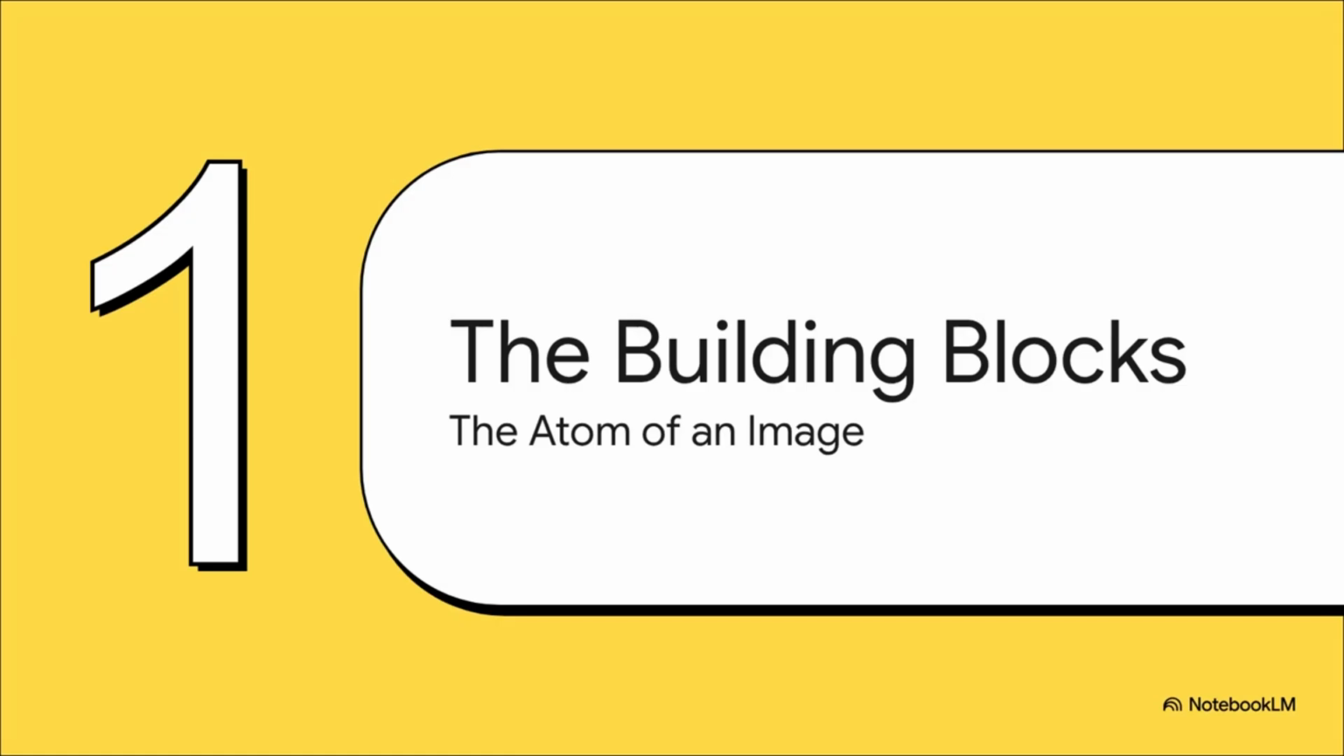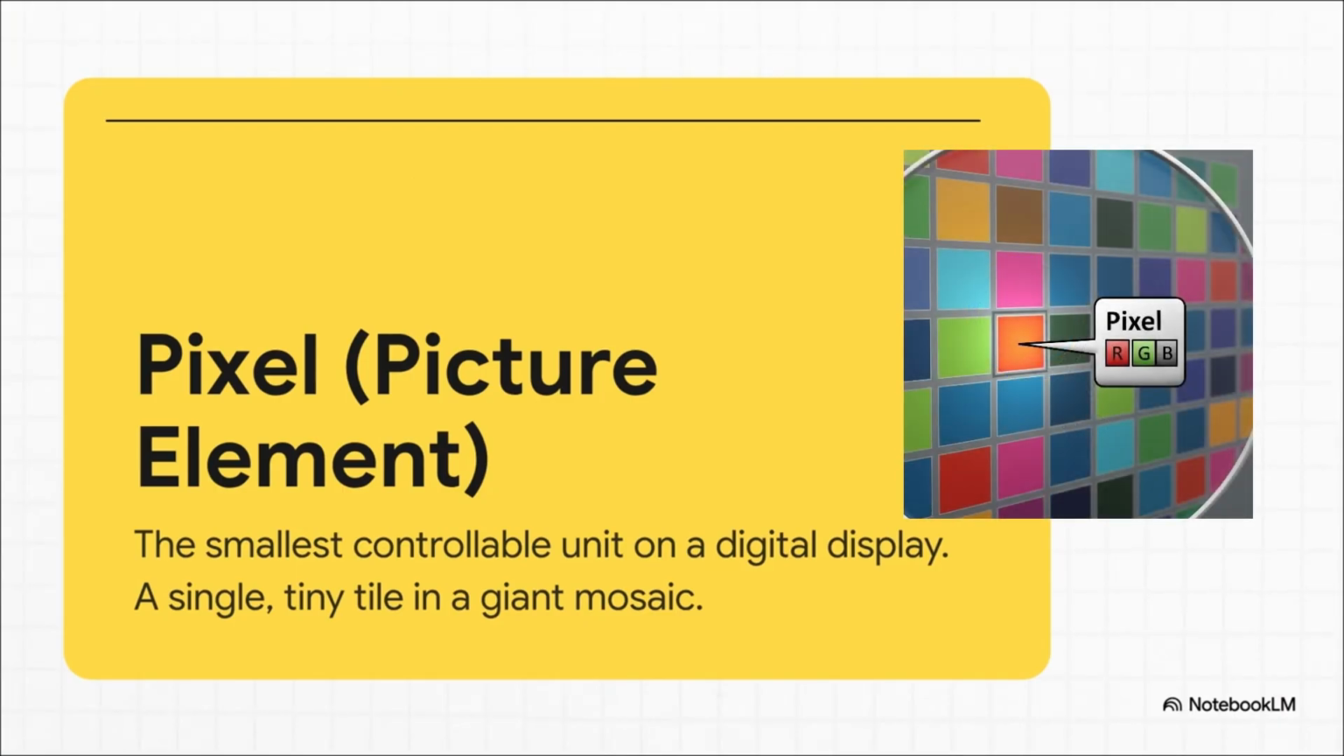To understand the big picture, we've got to start with the smallest possible piece. We're talking about the absolute atom of an image. And it all begins right here, with the pixel. Its name literally means picture element. And that analogy on the screen is perfect. Think of it like one single, tiny tile of color in the giant mosaic that makes up your screen. Absolutely everything you see is built from millions of these little guys.